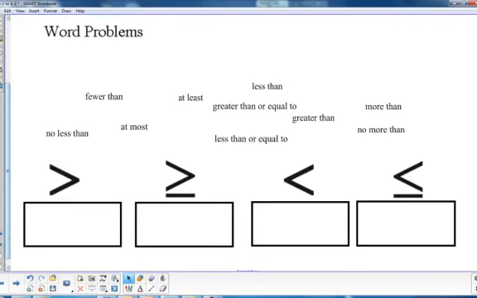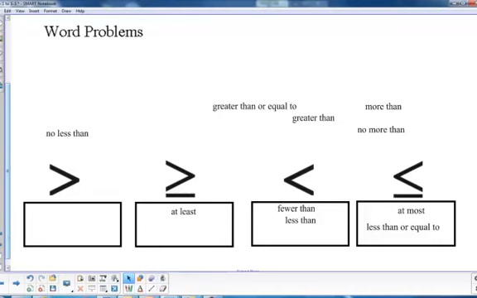We're going to take these words and put them where they should be. Fewer than is the same thing as less than, so those would both go there. At least: if I have at least $8, I could have $8 and I could have more, so greater than or equal to $8. At most: if I have at most $10, I could have $10 and I could have less. Less than or equal to is what that one is.